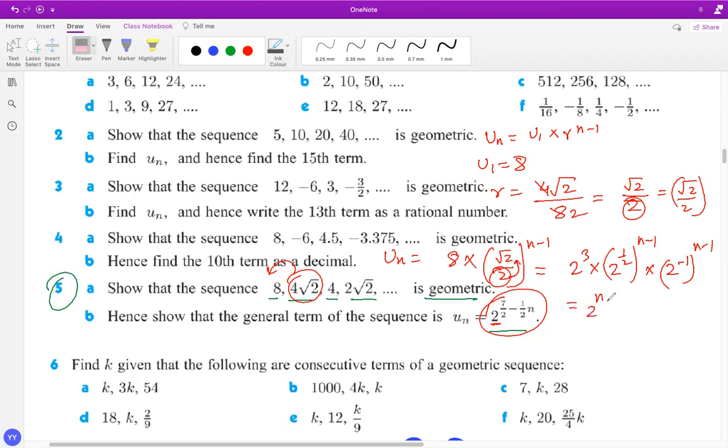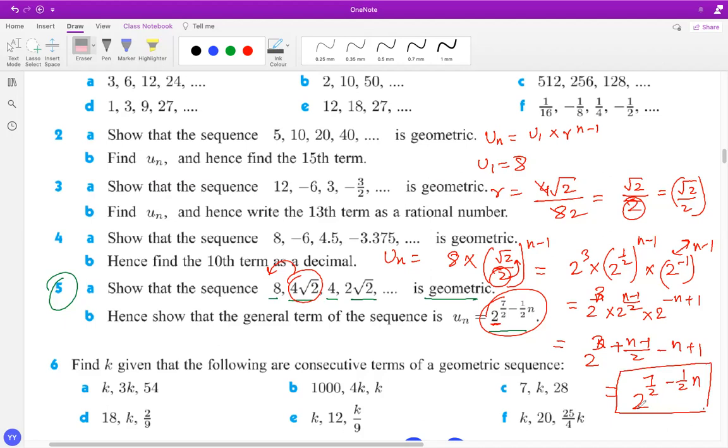So now you got 2 to the power n times 2 to the power n minus 1 over 2 times 2 to the power negative n plus 1, because if you multiply. If you simplify this and add the indices, you get, sorry, this is 3 here. So there's 3 plus n minus 1 over 2 and minus n plus 1. If you simplify this, I'm pretty sure you're going to get 2 to the power 7 over 2 minus half n. So that's how you find the nth term formula for this particular geometric sequence.